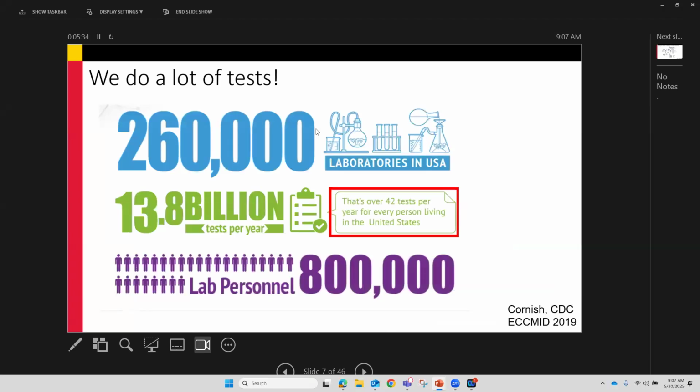So I mentioned we do a lot of tests. This is data from about 6 years ago from the CDC, but we do about 14 billion tests per year then. And that would be 42 tests per year for every person living in the United States. So we are heavily tested. And of course, we know some people are tested like 1,000 times, and others of us aren't tested at all. But there's just a lot of testing happening.